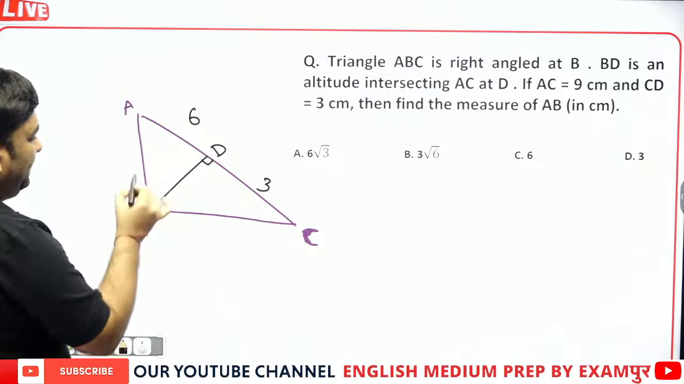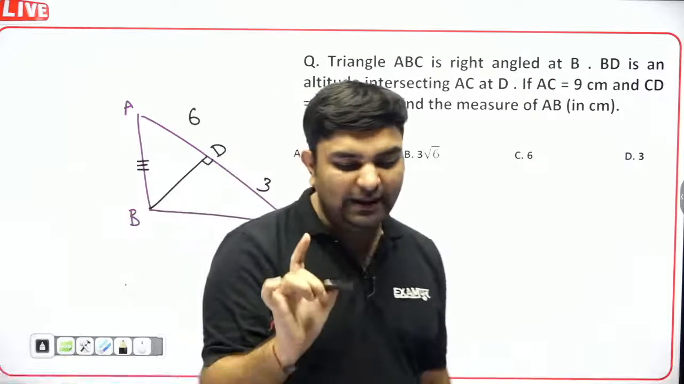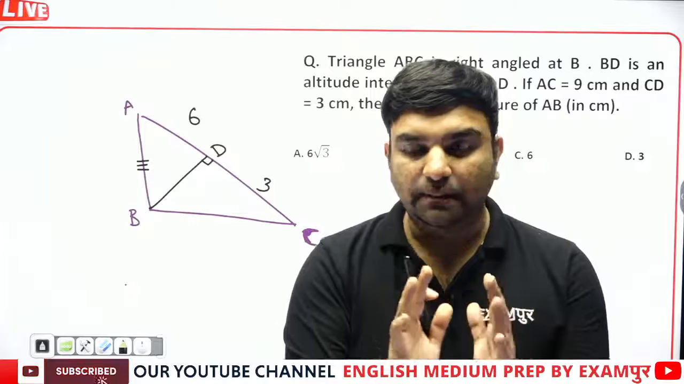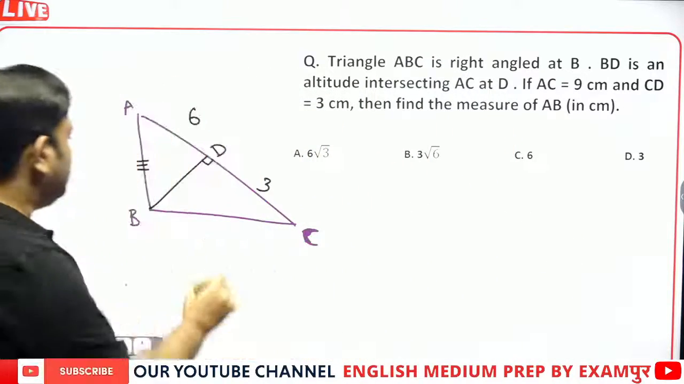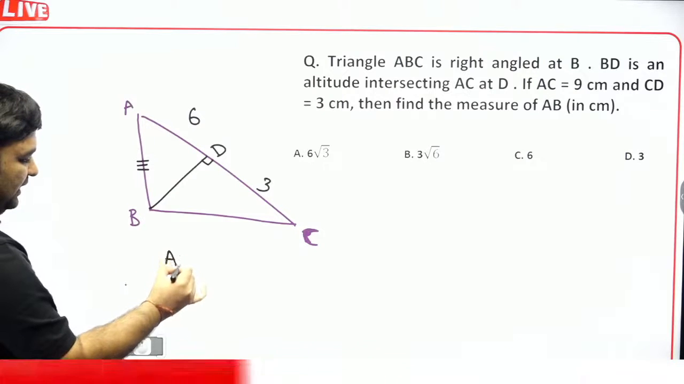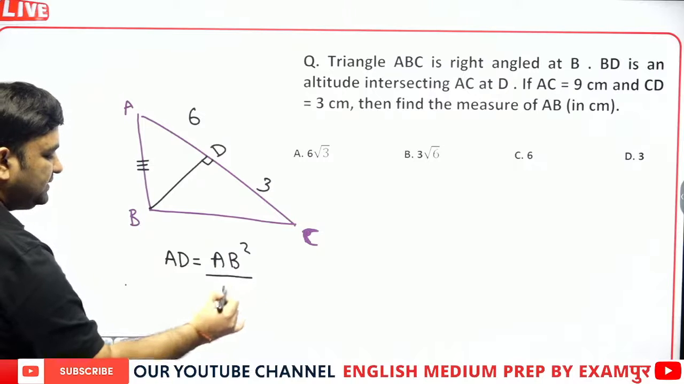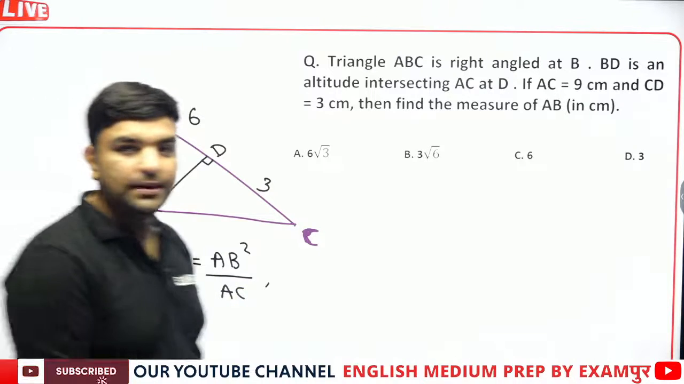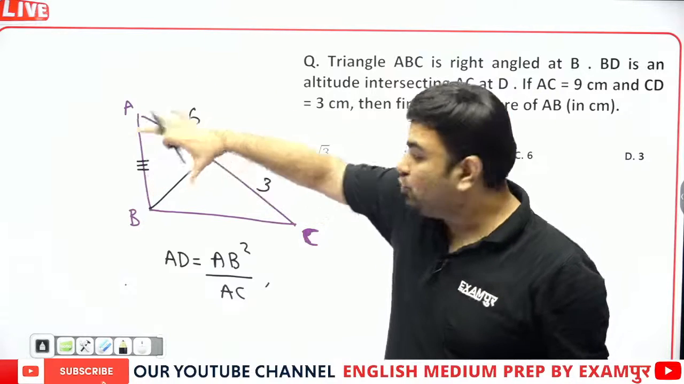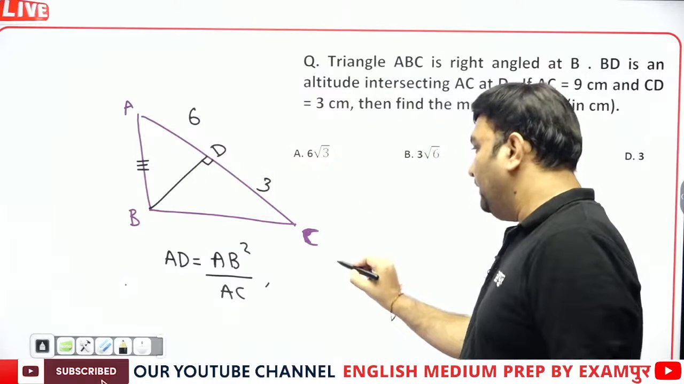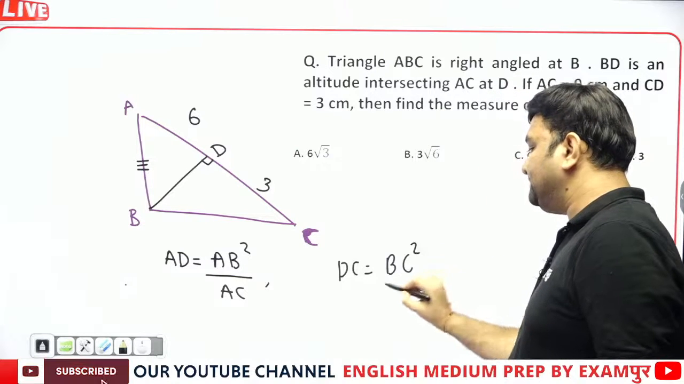What is AB? In the triangles complete session, I have given you the formulas. I remember it very well that length of AD is AB square divided by AC. Remembered, guys? Length of AD is AB square divided by AC. Similarly, length of DC is BC square divided by AC.